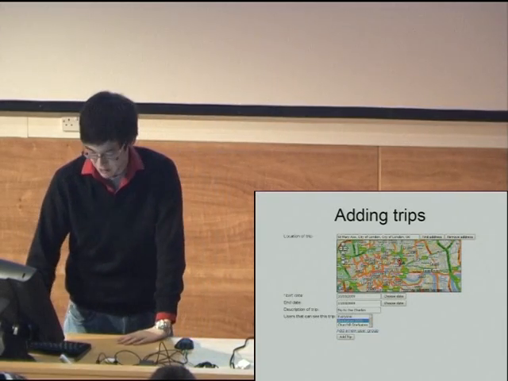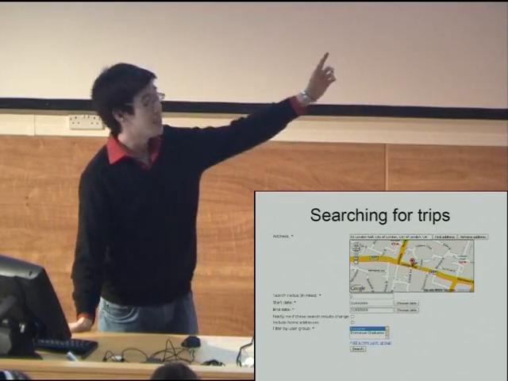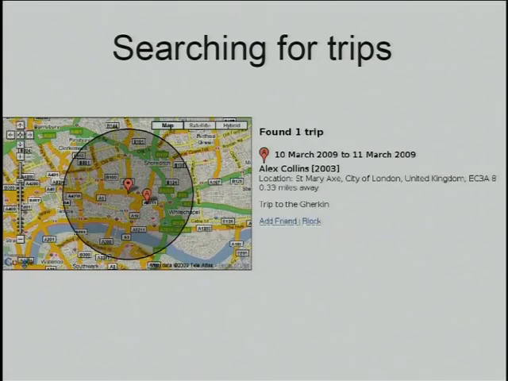So let's say he adds the trip and I decide to search. So I'm going to a nearby location in London. And I say, okay, I'm quite lazy. I'll just search in a 1 mile radius on the 11th of March. And you'll also notice this little checkbox that says include home addresses. So in the same way that you can add trips, you can also add your own home address. And in the same way that you can only let certain people see your trips, you can choose to only let certain people see your home address. So, lo and behold, I get him, because we're just going to pretend that I did graduate in 2003.